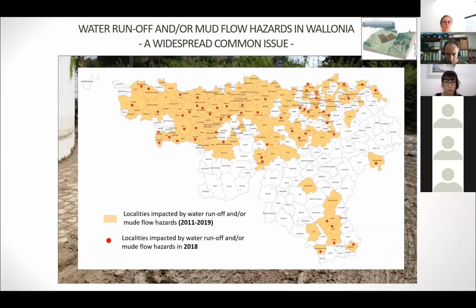So here you have the map of Wallonia. In orange, you see the municipalities that have been impacted by water runoff and mudflow between 2011 and 2019. And the red points are the municipalities impacted by water runoff and mudflow in 2018. So you see that it's a widespread common issue in Wallonia. Next, please.